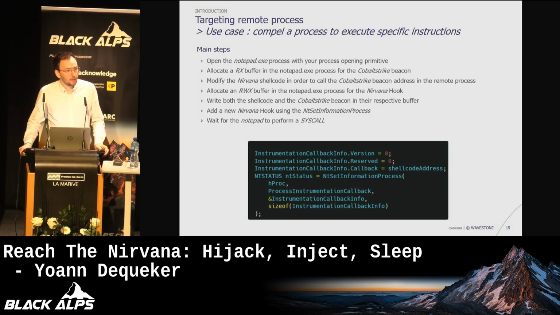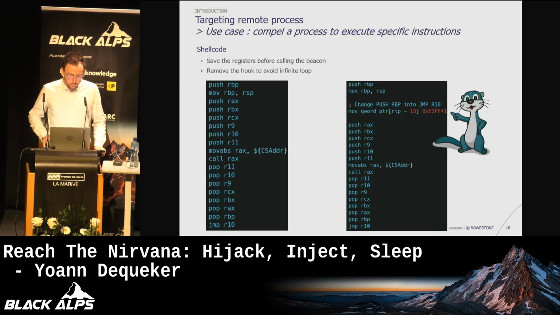You will use NtSetInformationProcess in order to register a Nirvana hook and trigger the execution of your Cobalt Strike beacon. So there is some problem here. The main one is that you will need to have an RWX, so read, write, execute, buffer in your notepad.exe process. This is something that can be fixed with some time and research. This is needed here for debugging purposes, but that's something that can be fixed.